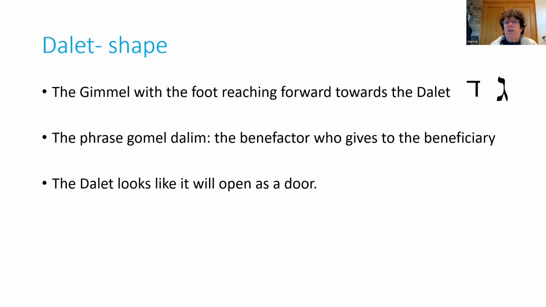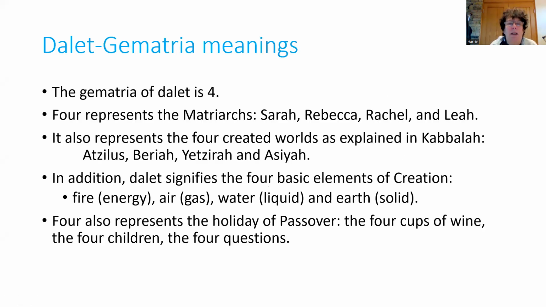The Dalet shape, I said last week, is a gimel with a foot reaching out. The poor person is chasing after this Dalet, this benefactor, this door that opens, that gives generosity. And there's a phrase, Gomel Dalim, the benefactor who gives to the beneficiary. So the poor person is chasing after the one that's going to open up the door. So it looks like a door that swings on its hinges.